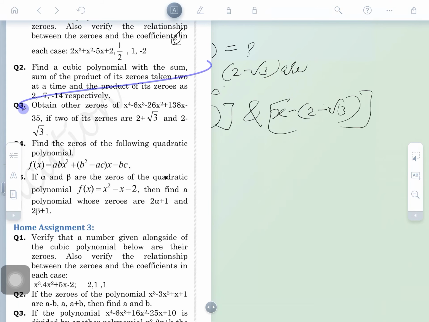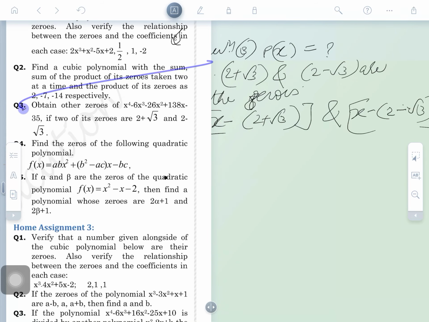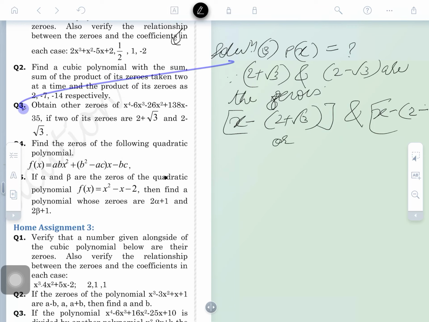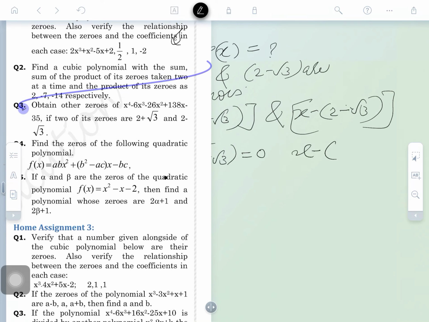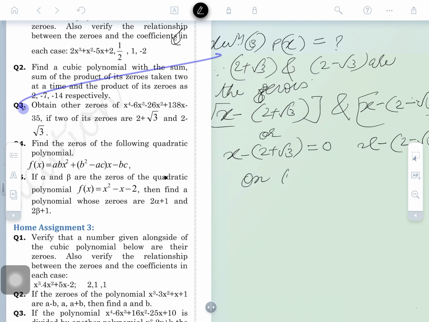Well understood here. Now start solving this. So we are to find out the polynomial. I will suggest you to write down as equal to 0. So x minus 2 plus root 3 is to be taken as 0, and the second factor, x minus 2 minus root 3, is equal to 0. So now we will compose them, on compositing we are just making them.